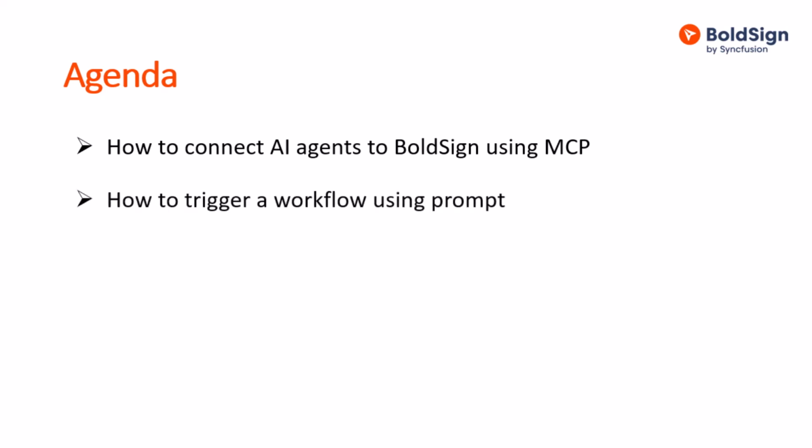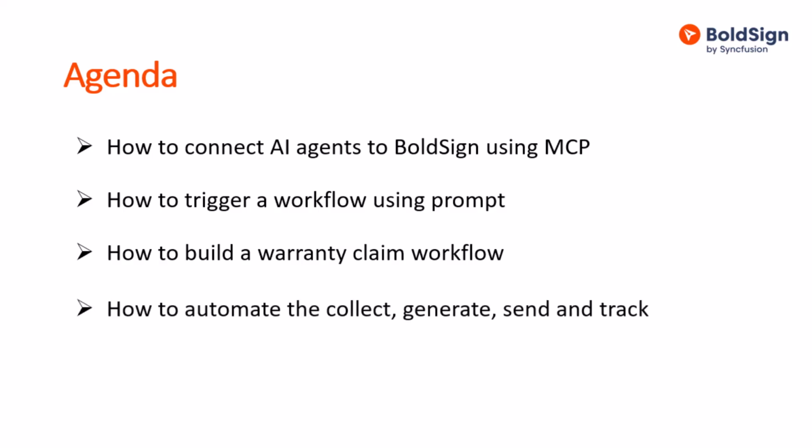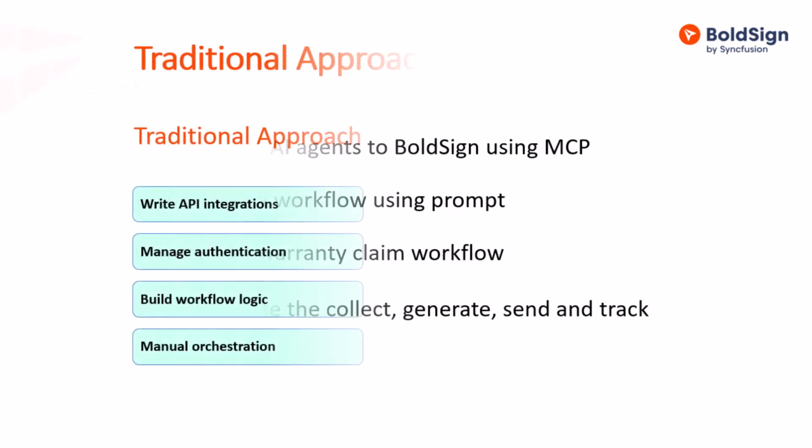We'll start with a simple example, then build up to a complete warranty claim workflow where the agent gathers information, generates a document from a template, sends it for signature, and tracks its completion automatically. You'll also see how the agent uses MCP tools behind the scenes to perform each step.